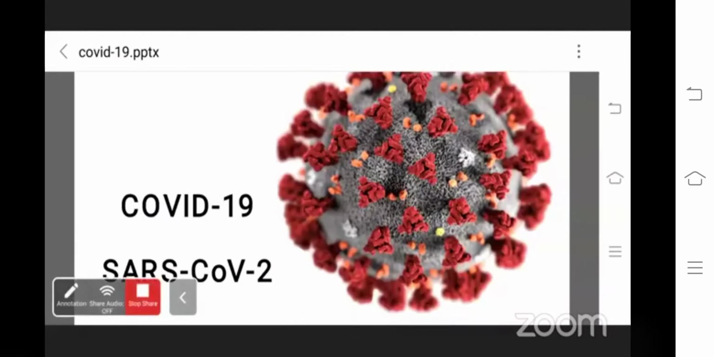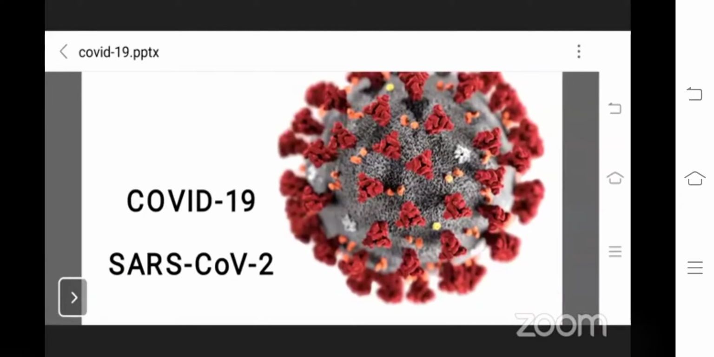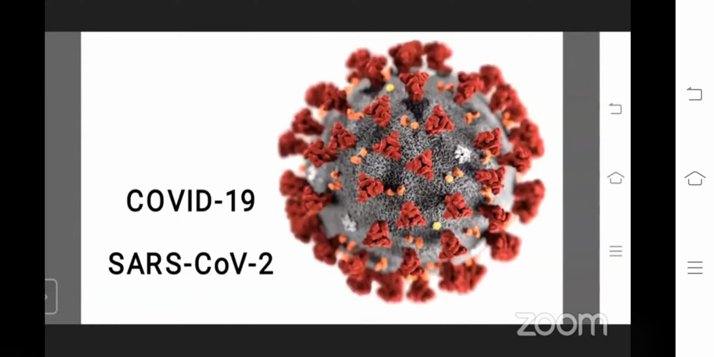Here is the COVID-19 or SARS-CoV-2 virus. COVID-19 is a disease which is caused by SARS-CoV-2. SARS-CoV emerged in 2002 from China. Over 5,000 deaths in China and 3 deaths in India. And then it occurred in the Middle East, in Saudi Arabia, which is known as MERS, Middle East Respiratory Syndrome.